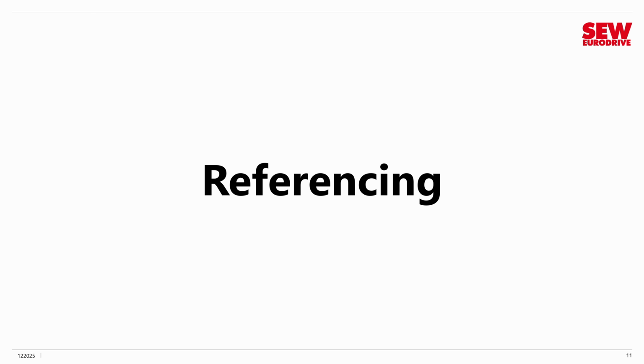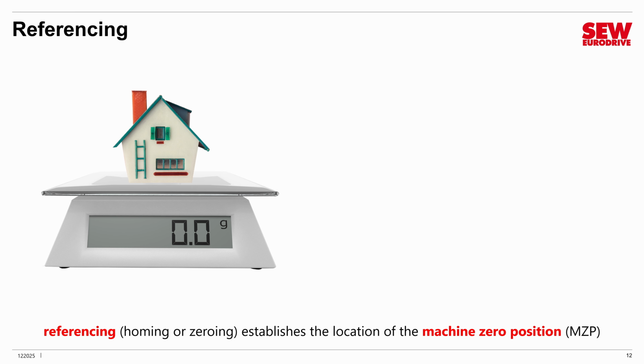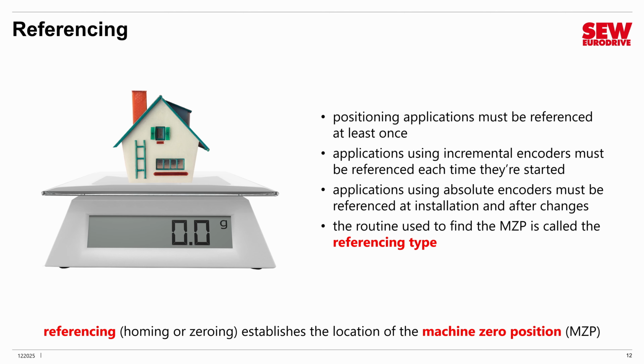Now let's talk about something else that's very important with positioning, and that is something called referencing. Referencing is something you must do before you can begin a positioning operation. It's actually rather complex, so it's going to take a few minutes to explain it. Referencing is also known as homing or zeroing. Its purpose is simple. Find the location of the machine zero position, or MZP, in the application. Every application has a location known as zero, and all positions are based on this location. Positioning applications must be referenced at least once.